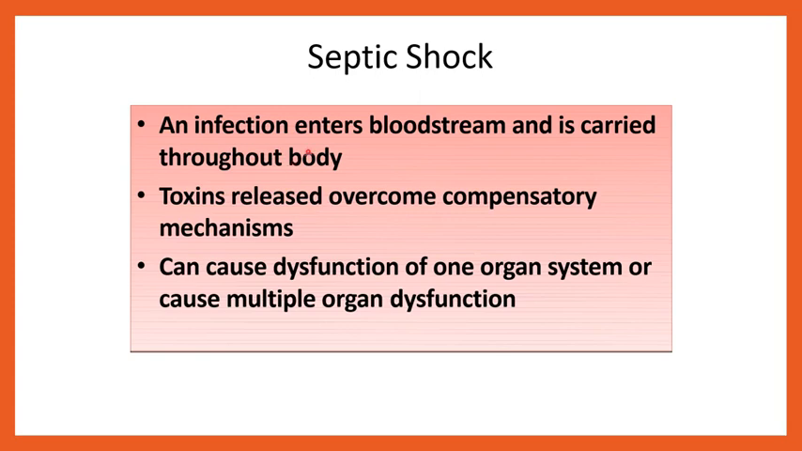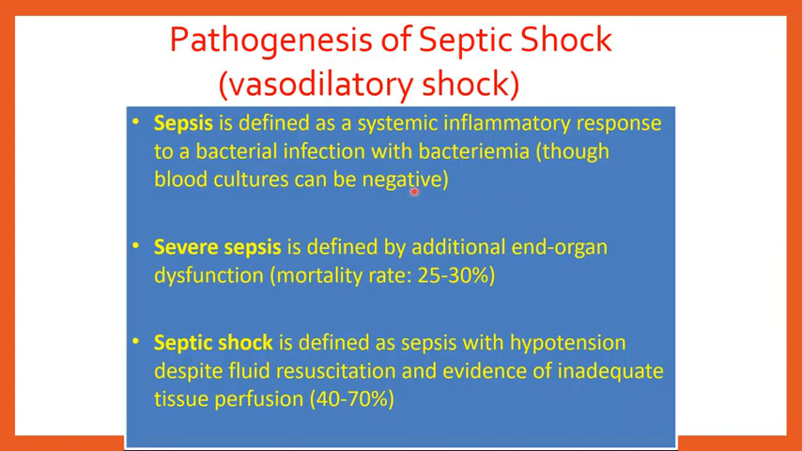Okay, so how the bacteria enters into the bloodstream, I have explained to you. It is because of the disruption of the mucosa of the GI tract because of hypoxia. So these toxins released from the bacteria will overcome the compensatory mechanism, causing dysfunction of one or more organ systems, leading to multi-system organ failure. So that is the pathogenesis of septic shock.